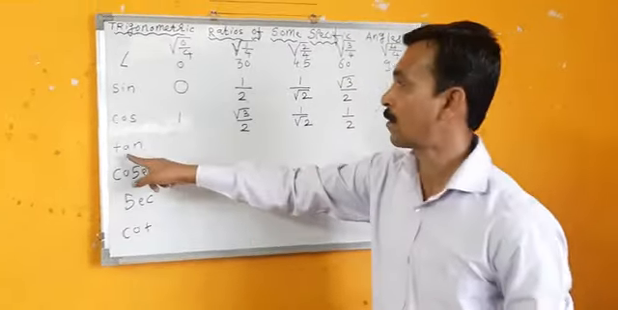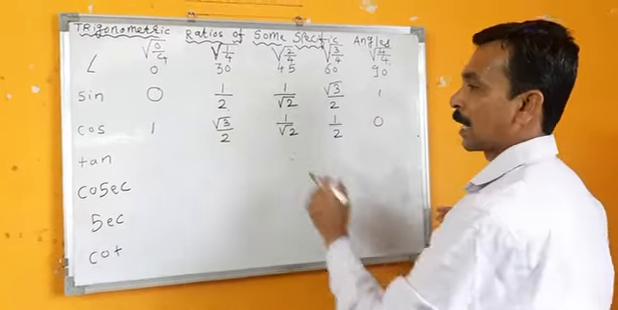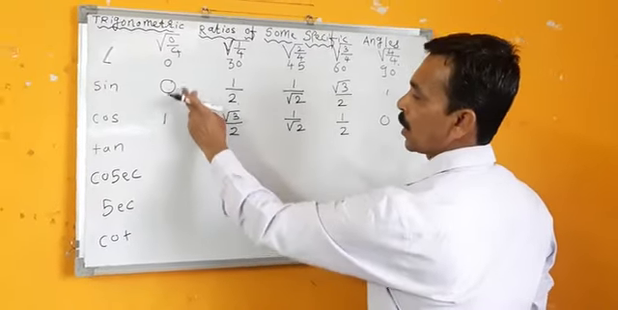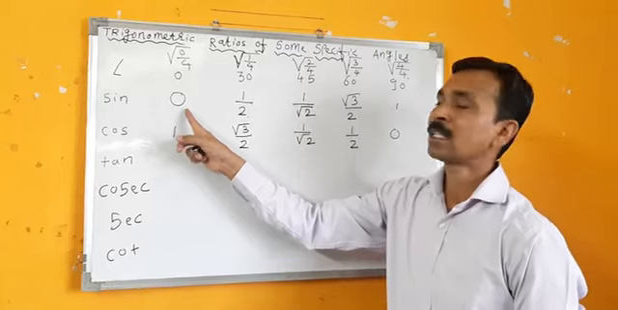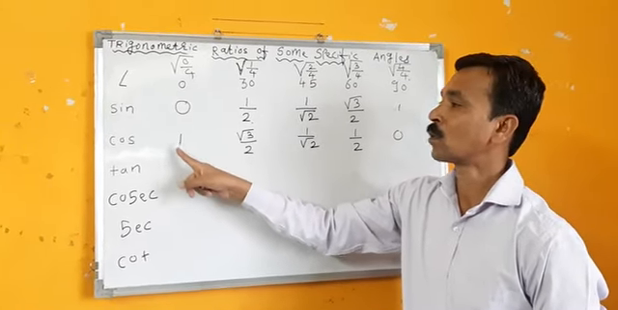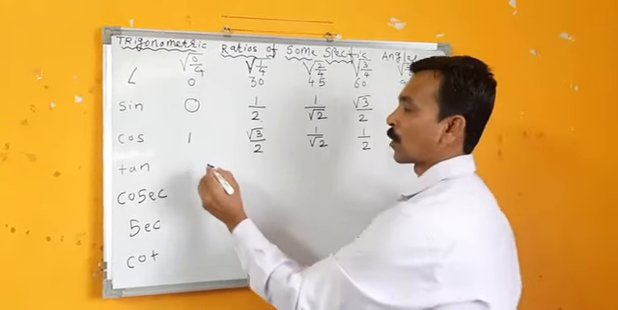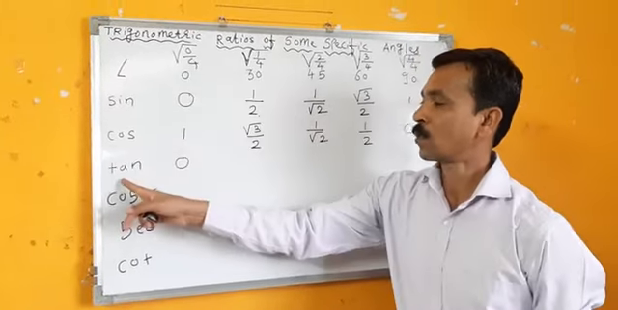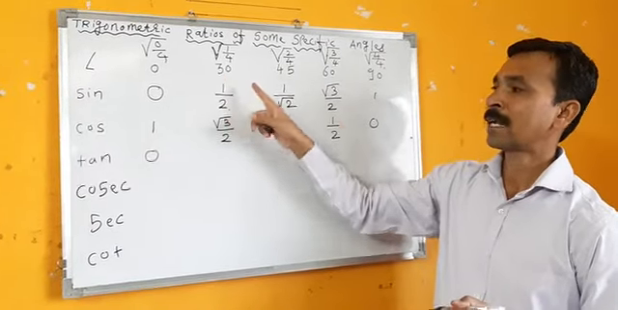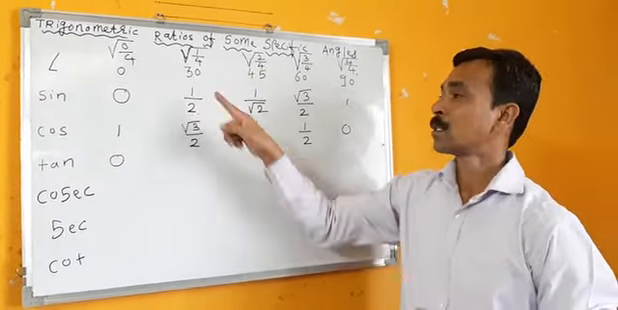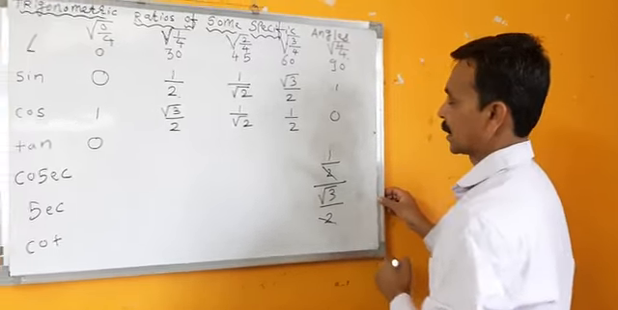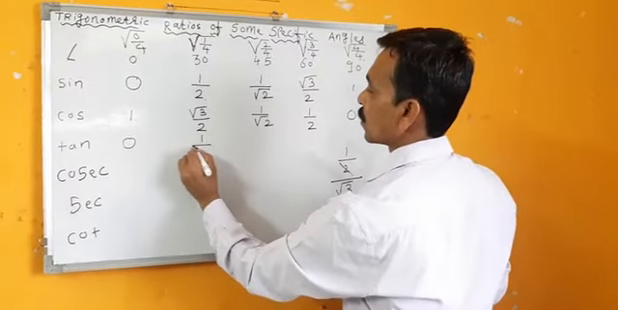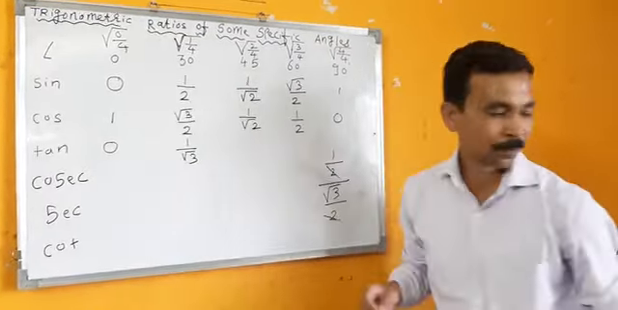So first we will find the value of tan 0. Tan 0 is what? Sine upon cos. What is the value of sine 0? 0. What is the value of cos 0? 1. 0 upon 1 is 0. What is the value of tan 30? Tan is sine upon cos. So it becomes 1 by 2 upon root 3 by 2. 2 gets cancelled. What is left? 1 by root 3.